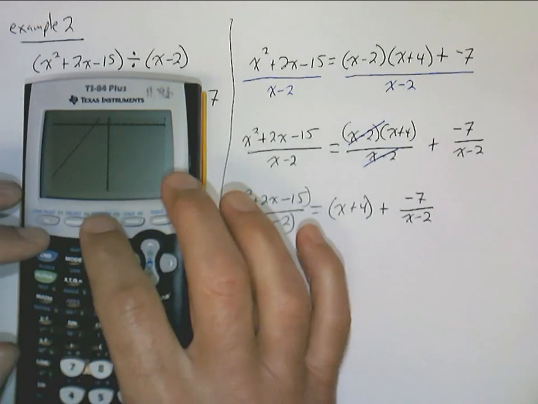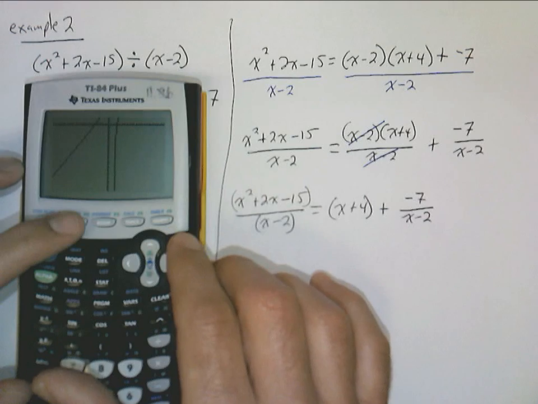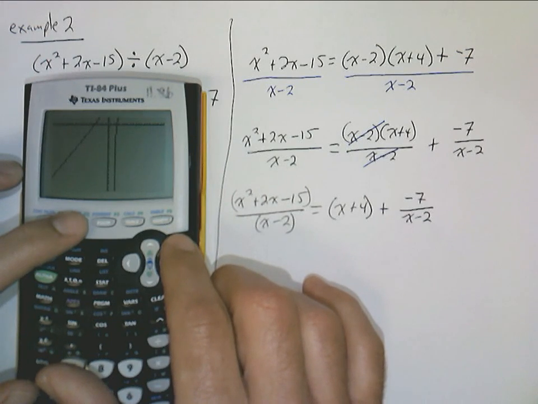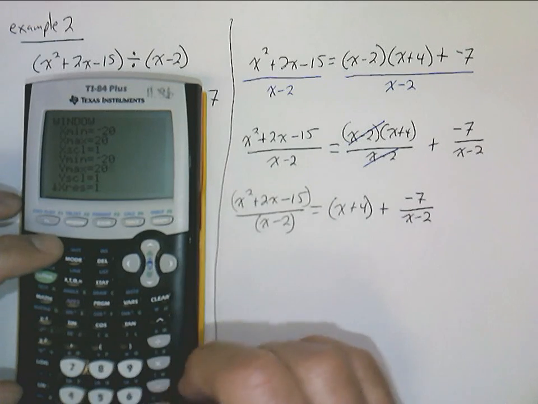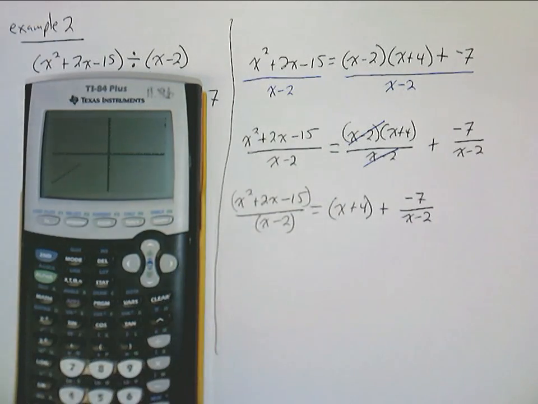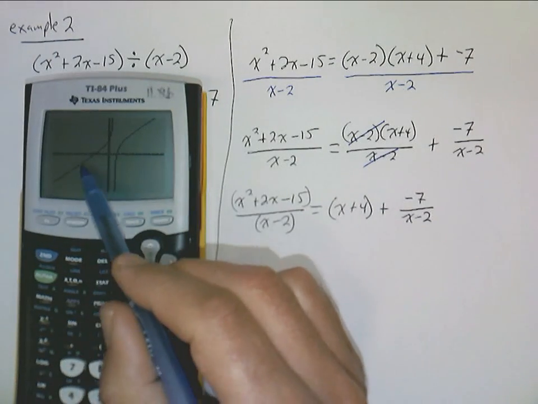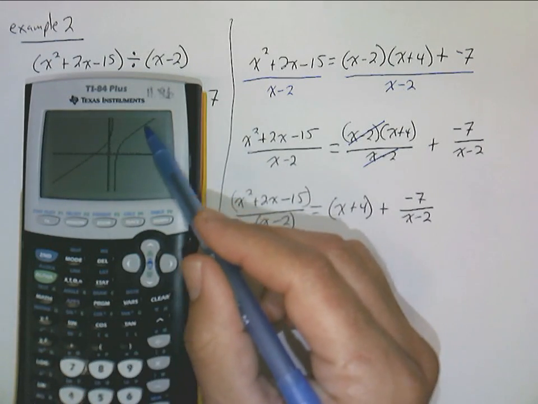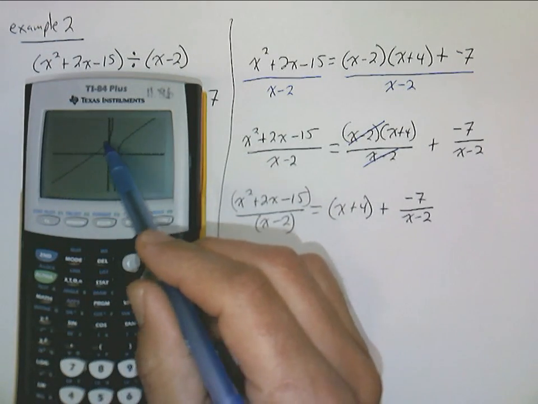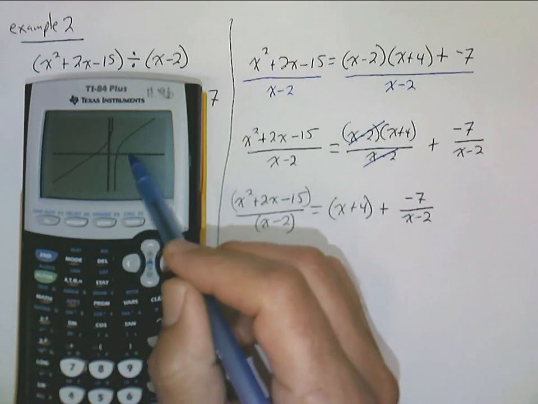Oops, I messed up a little bit. Oops, that's why. Y max is 20, not 2. Okay. So over here, we got what looks kind of like a fairly straight line. Same thing up here. But there's some weirdness going on right in here.